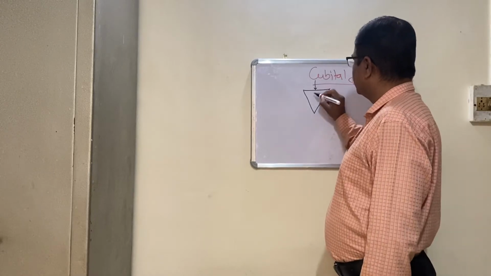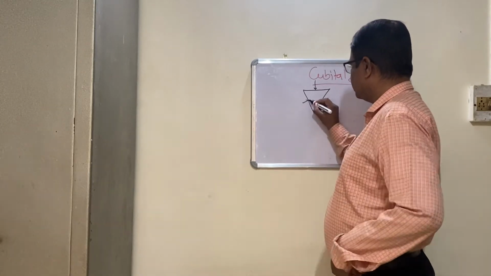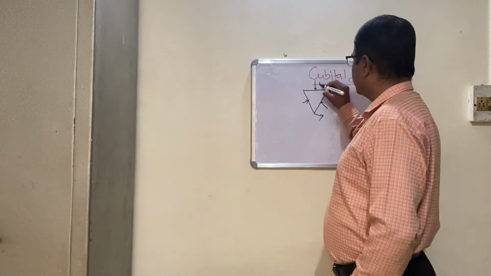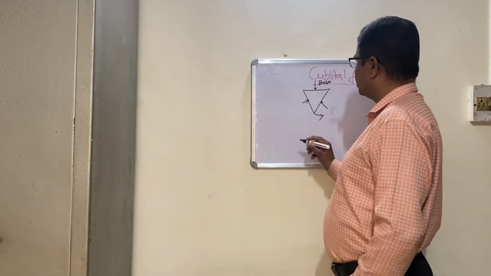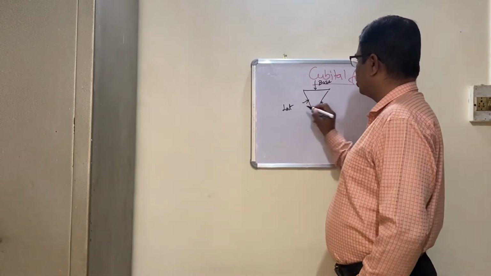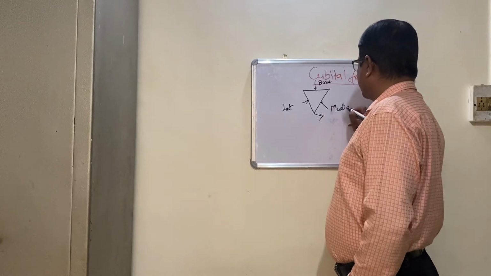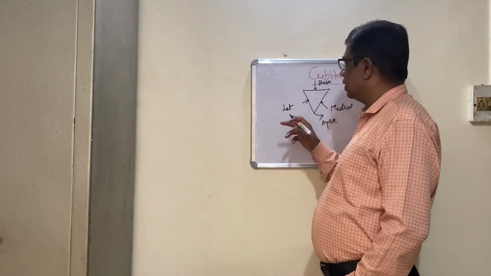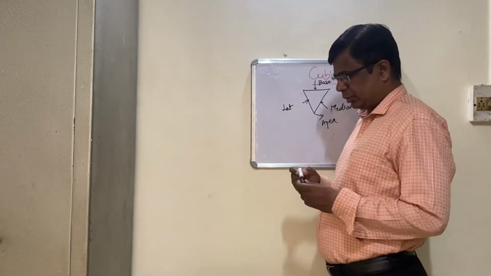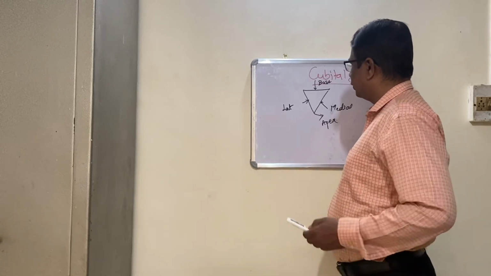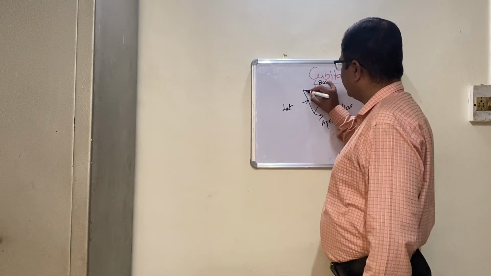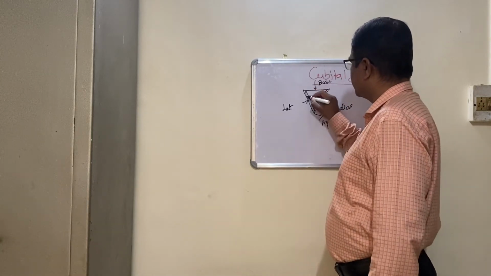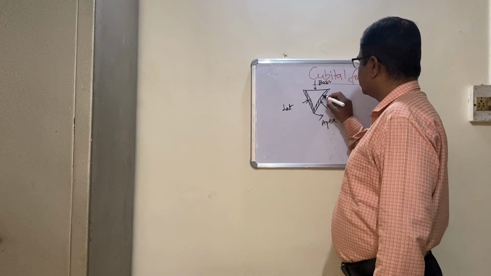A triangle has 3 boundaries. The cubital fossa will have a base, a lateral border, a medial border, and an apex. So this is how we are going to talk about the boundaries. Now, what are all these going to be formed of? Firstly, you should know that the lateral and medial boundaries are going to be formed by muscles. Which are these muscles?